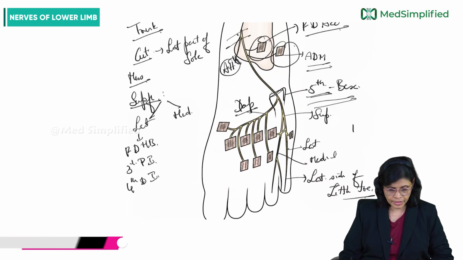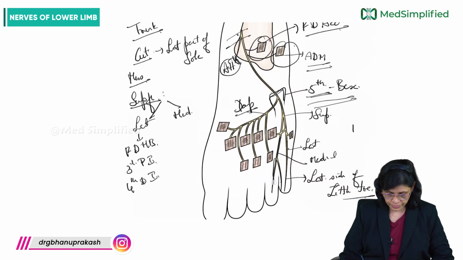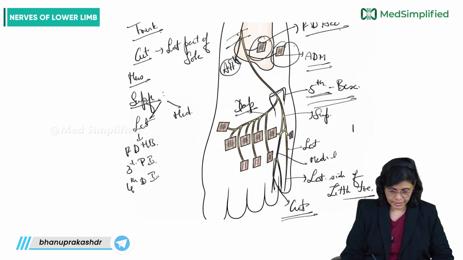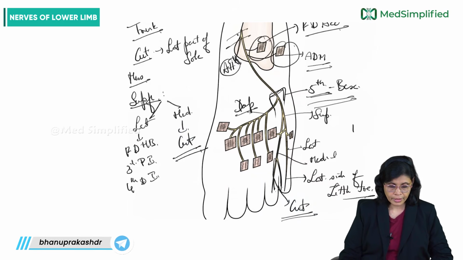It will communicate with the medial plantar nerve and supply the skin. If you see here, it supplies the skin of the fourth cleft, that is on the medial aspect and the lateral aspect of the fourth and fifth toe. So this cutaneous supply is given by the medial branch. It's mainly cutaneous. Then coming to the branches of the deep.